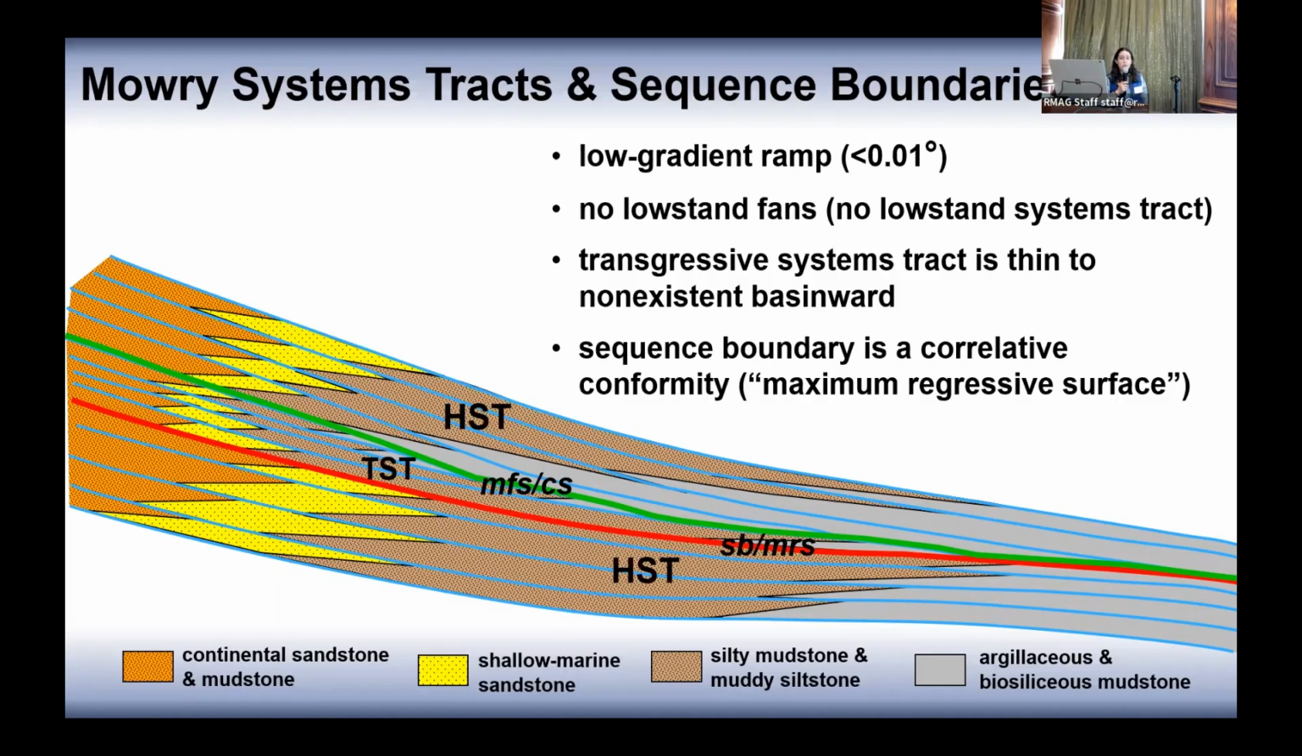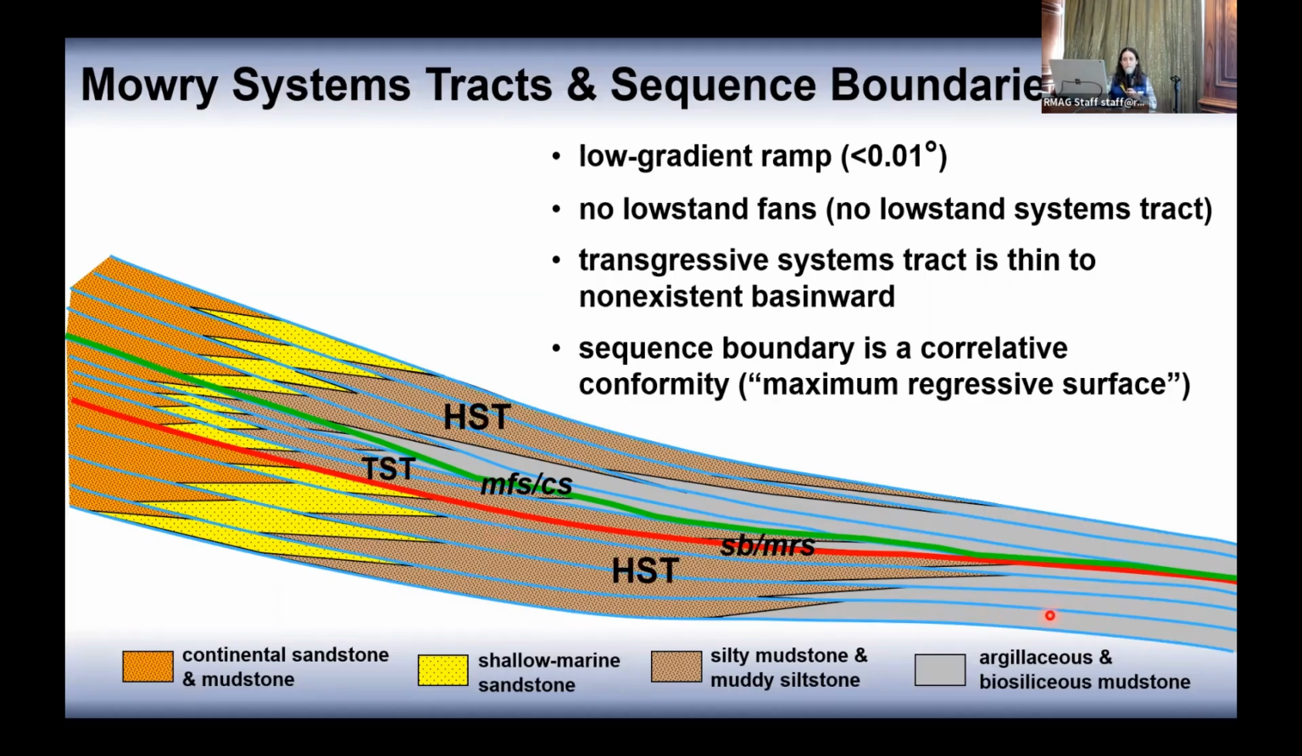In the Mowry, you would expect that the transgressive systems tract is going to be very thin as you move basinward, where it might not even exist. Essentially, that max flood surface is going to sit right on top of your sequence boundary. And the sequence boundary itself is maybe a little different than what you're used to thinking about. You're not going to get these really stark contrasts in lithology like you might get more proximally, where you're going from silts or muds and then being capped by shales.